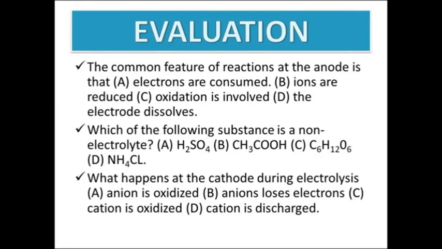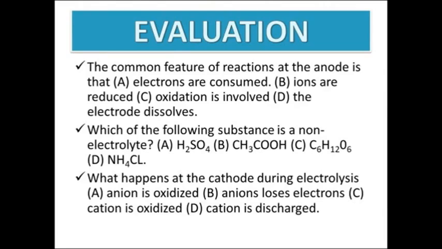Then finally, when you look at the third one, which is glucose, C6H12O6, this compound is an organic compound. It cannot produce free mobile ions. Therefore, it is a non-electrolyte. Then the final one is ammonium chloride. When it ionizes, it produces ammonium ion plus chloride ion. So options 1, 2, and 4 contain free mobile ions. Therefore, they are electrolytes. But the third one is a non-electrolyte. So the answer is C. Then the final question is what happens at the cathode during electrolysis.